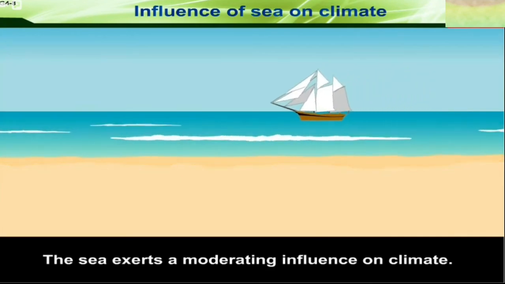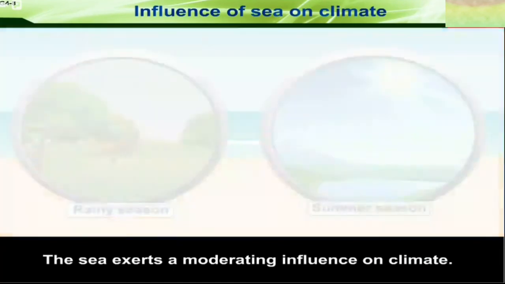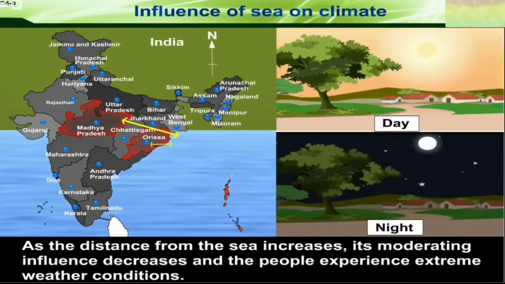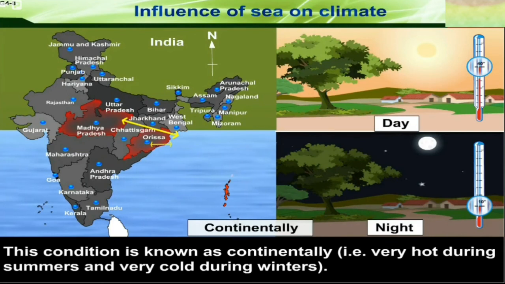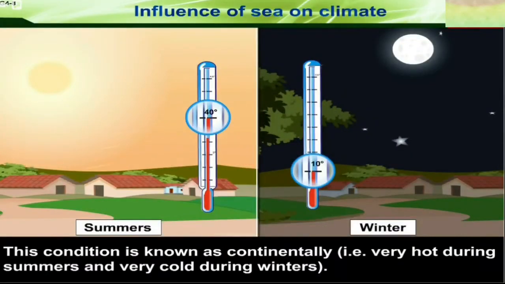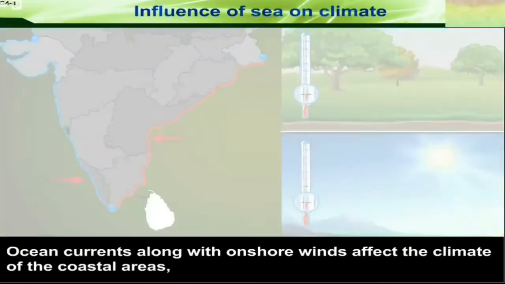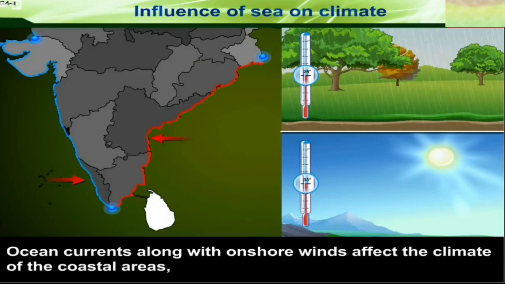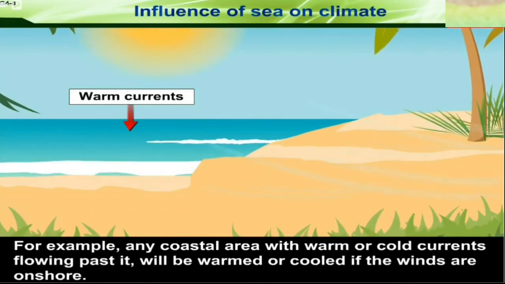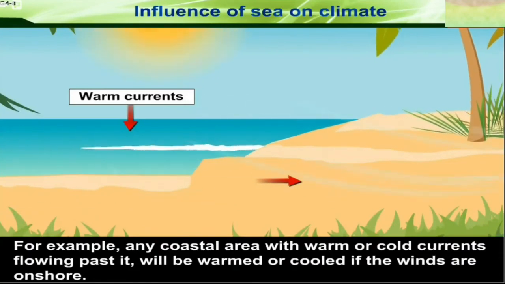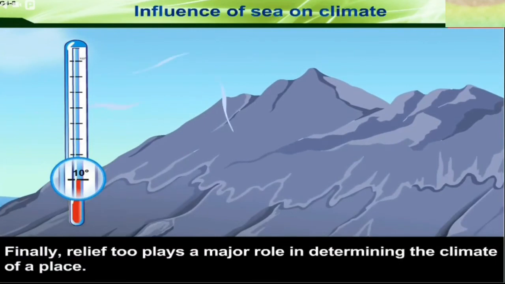Influence of sea on climate. The sea exerts a moderating influence on climate. As the distance from the sea increases, its moderating influence decreases and the people experience extreme weather conditions. This condition is known as continentality, that is, very hot during summers and very cold during winters. Ocean currents along with onshore winds affect the climate of the coastal areas. For example, any coastal area with warm or cold currents flowing past it will be warmed or cooled if the winds are onshore.